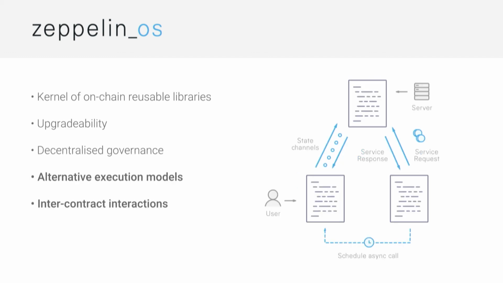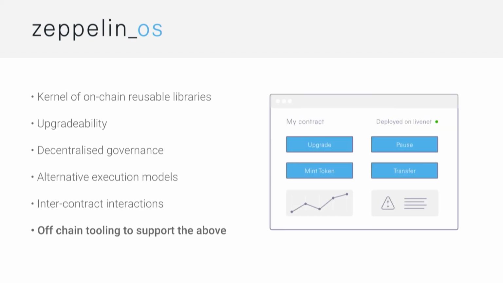We also want to provide alternative execution models. We'll be rolling out a scheduler for you to be able to run async operations, to execute operations without having to pay for the gas yourself by providing a bounty, and even setting up a marketplace so that different service providers can have their interface easy to use directly from Zeppelin OS. And we're also aiming to provide off-chain tooling to support all of this, so it's easy to get started and get up and running, integrating with all the contracts that are already deployed.